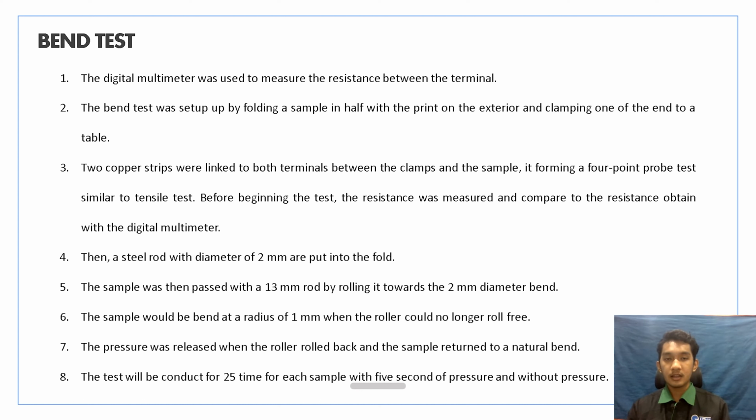Similar to the tensile test, before beginning the test, the resistance was measured and compared to the resistance obtained with the digital multimeter. Then a steel rod with a diameter of 2 mm was put into the fold. The sample was then passed with a 13 mm rod by rolling it toward the 2 mm diameter bend. The sample will be bent at a radius of 1 mm when the roller can no longer roll freely. The pressure was released when the roller rolled back and the sample returned to a natural bend. The test will be conducted 25 times with 5 seconds of pressure and without pressure.